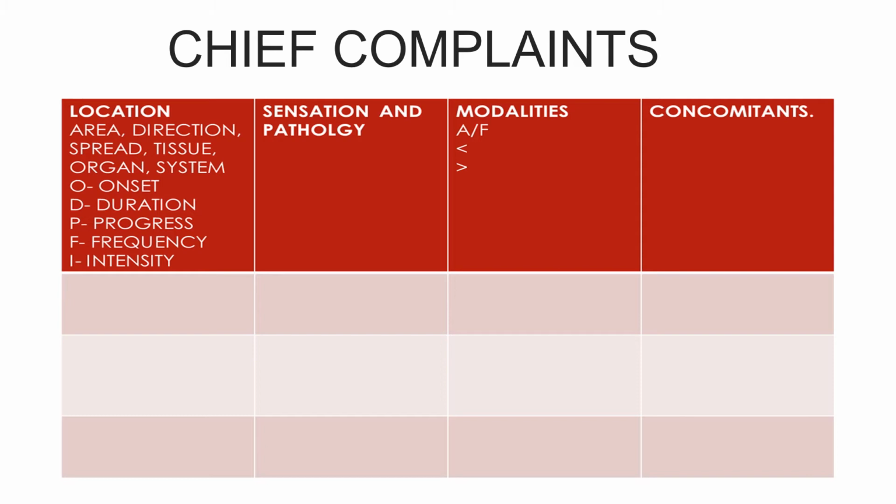The second is sensation and pathology. Sensation is whatever sensation is experienced by the patient, and it will be written down here, which is directly linked to the location. Modalities: we will consider the causes, which are ailments from, and the aggravation and amelioration of the symptom. Concomitants are anything that comes along with the chief complaint without direct relation to the symptoms experienced by the patient.